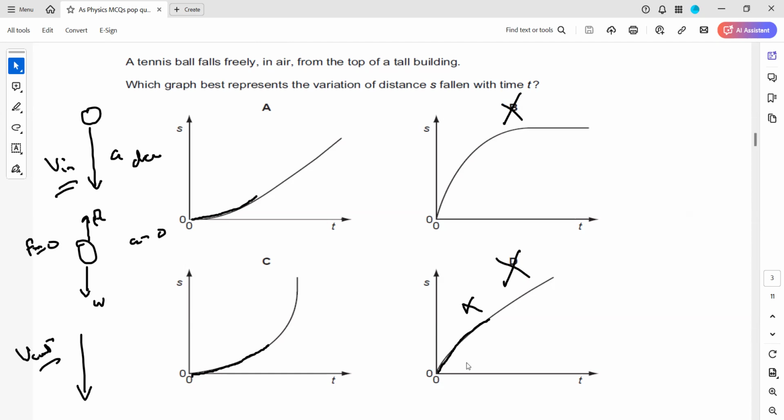Then the second part, the air resistance is balanced with the weight, so it will move at a constant speed. So constant speed, how do we represent a constant speed? We represent it by a straight line. So when air resistance is balanced with the weight, the speed will be constant, or it does not change. It will reach a terminal velocity. That's why option A is the right answer.